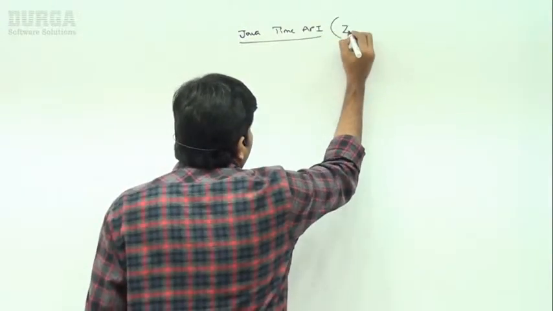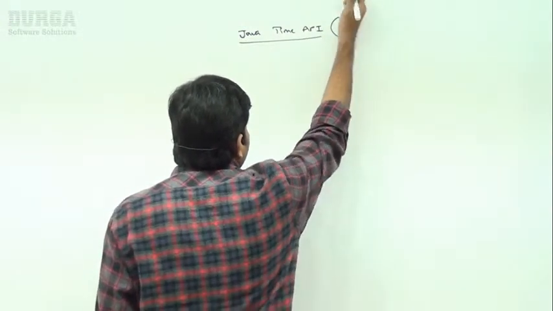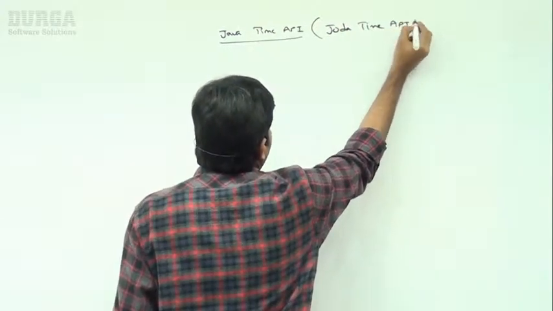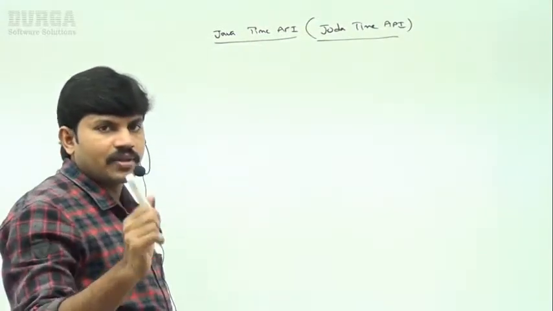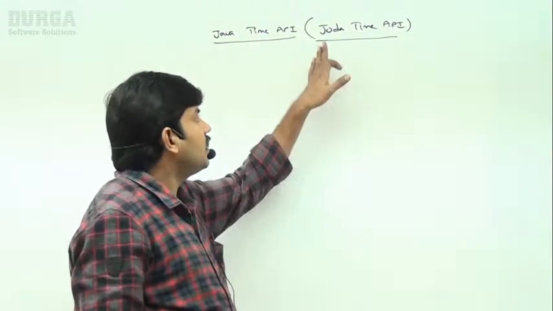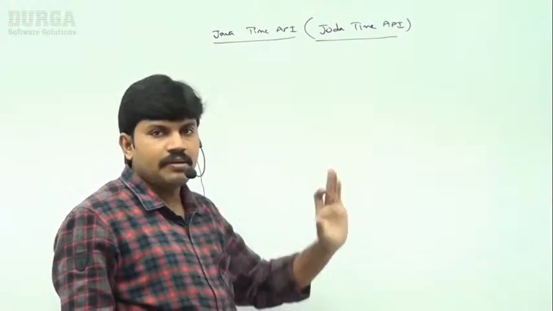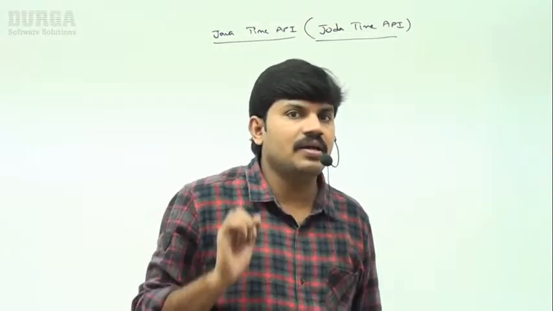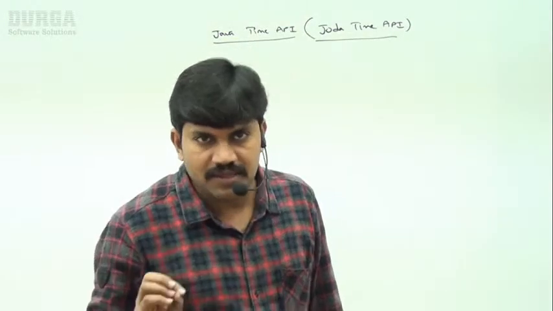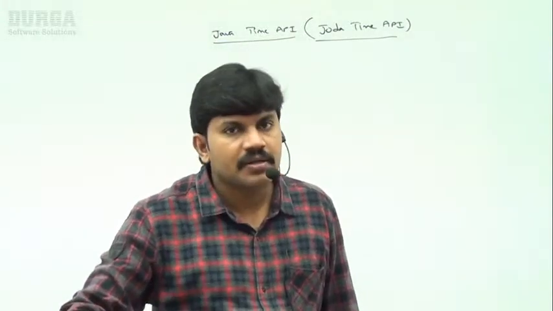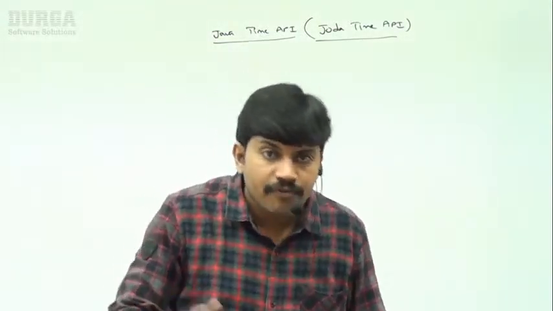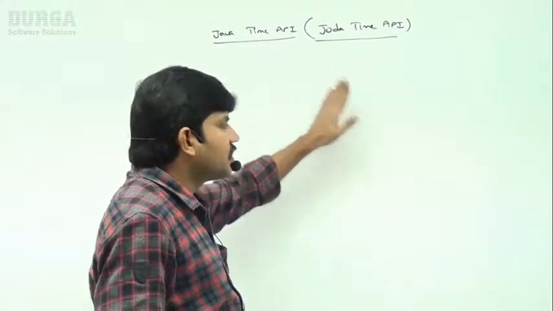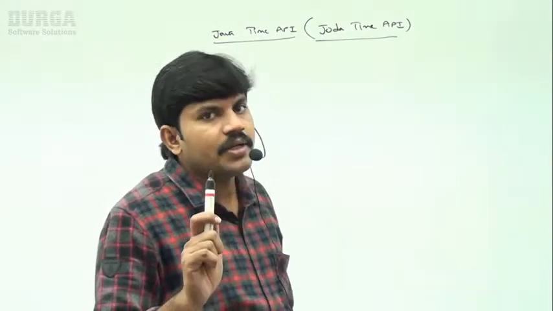This API is also known as Joda Time API, because who developed this Time API? Joda.org people. That's why this Time API is also known as Joda Time API. Most of the classes and interfaces present earlier to represent date and time are mostly deprecated, not convenient to use, and performance-wise not up to the mark. That's why, to overcome these problems, a new Time API concept came in the 1.8 version.